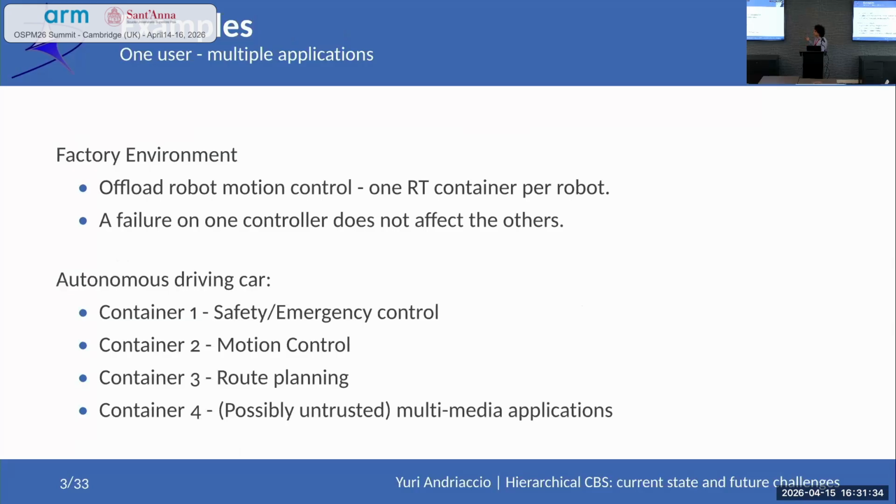So I present to you some basic examples where you could use this system. In a factory environment, you have a lot of robots. You want to offload their motion controllers on your local private cloud, and the system is built such that if one of the controllers fails, it won't affect the other controllers. You can think about an autonomous driving car, if you want to think about controls that you want to isolate from each other.